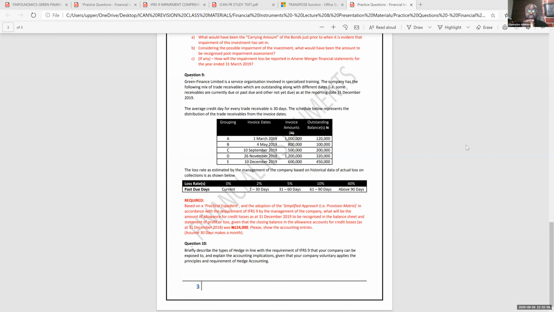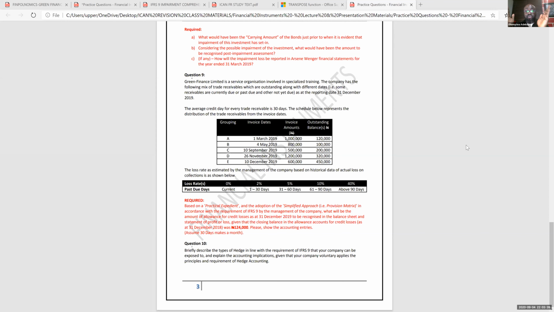It says Green Finance Limited is a service organization involved in specialized training. The company has the following mix of trade receivables which are outstanding along with different dates. That is, some receivables are currently due or past due and others not yet due. As at the reporting date, 31st December 2019, the average credit days for every trade receivable is 30 days. The schedule below represents distribution of trade receivables from the invoice dates. That is when that service was rendered.